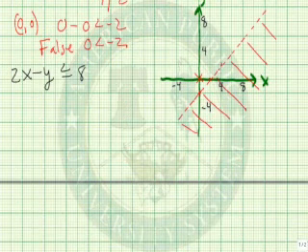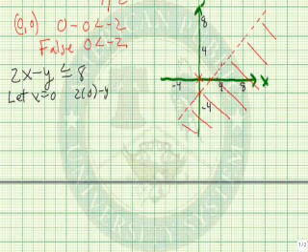Now let's look at the other inequality, 2x minus y less than or equal to 8. For this one, let's use the intercept method. Let's let x equal 0. So we have 2 times 0 minus y, and we're going to look at the equation to find the boundary or the border first. So we have negative y equals 8, so y equals negative 8. So we have 0, negative 8. That will be right down here.